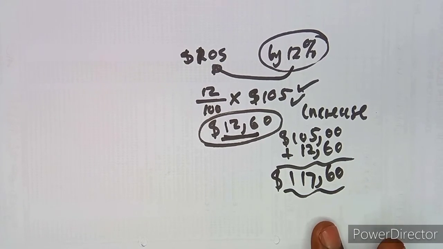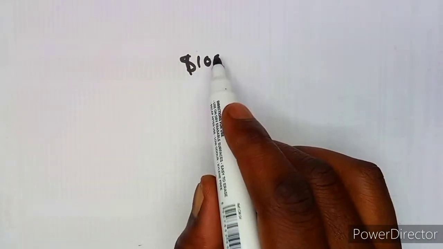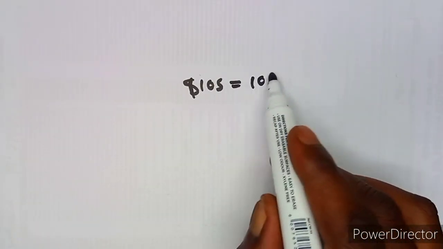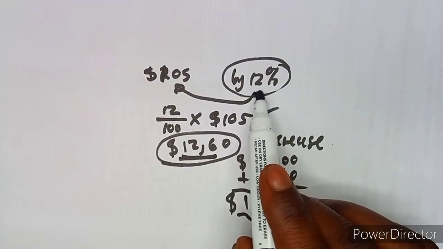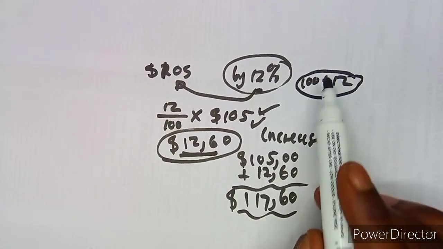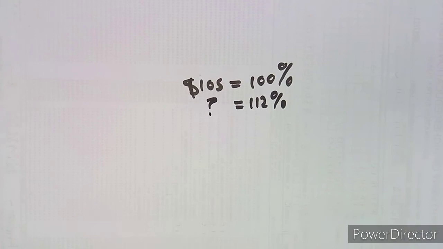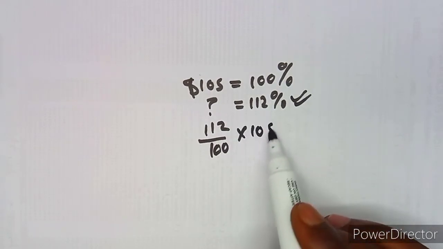For the increase, guys, you can also say this $105 that I want to increase is directly at 100%. So if I am to increase this by 12%, from this 100% I'm going to add 12%. So this amount is now at 112%. At 112%, what is the equivalent amount that corresponds to this amount when it is increased in terms of percentage? It's going to be 112 over 100 multiplied by $105.